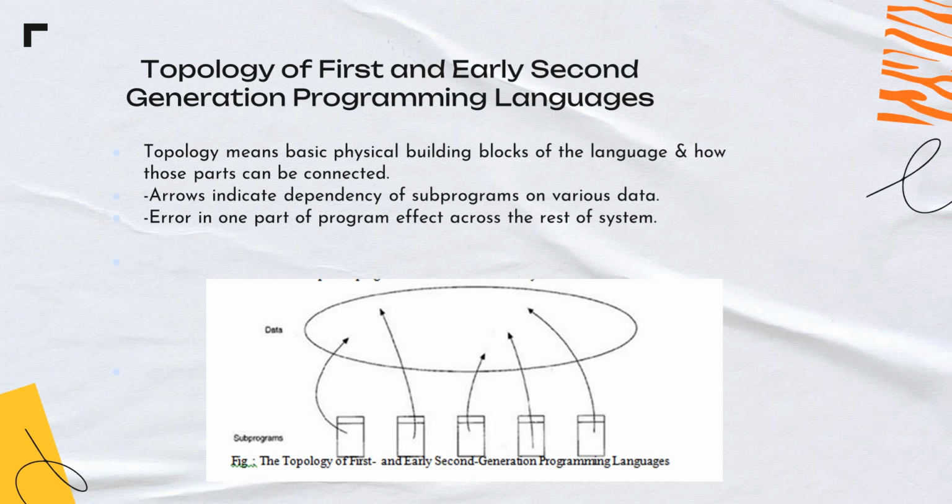Next, we will see various topologies of programming languages. Topology for first and early second generation programming languages. Topology means the basic physical building blocks of the languages and how those parts can be connected. Arrows indicate dependency of subprograms on various data. An error in one part of the program affects the rest of the system. This is the topology for first and early second generation programming languages.